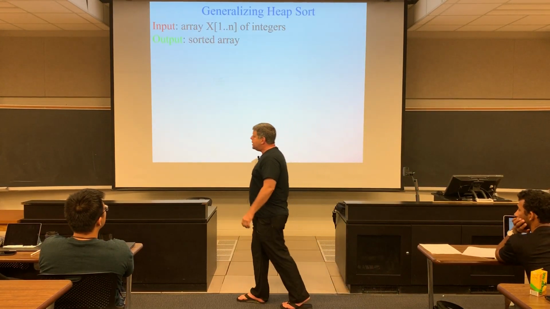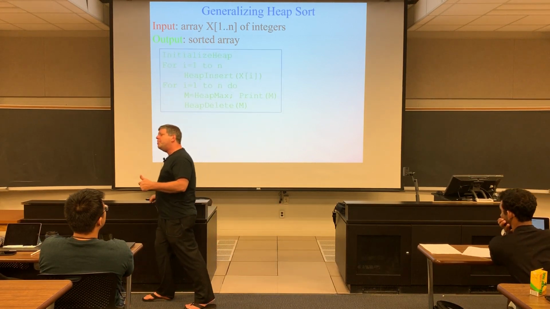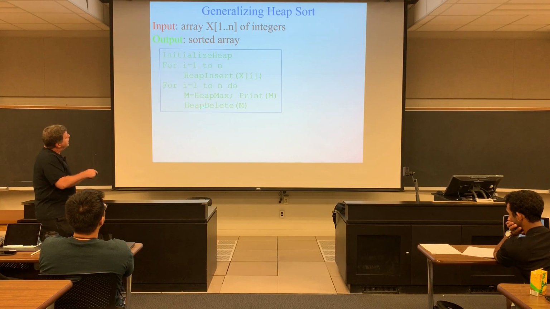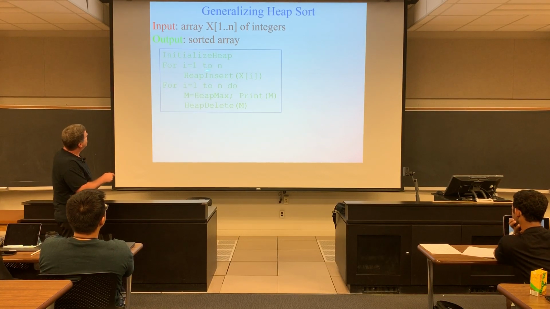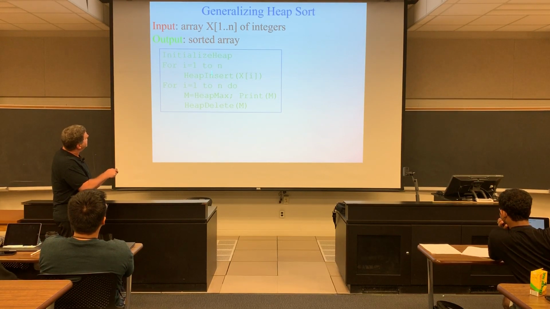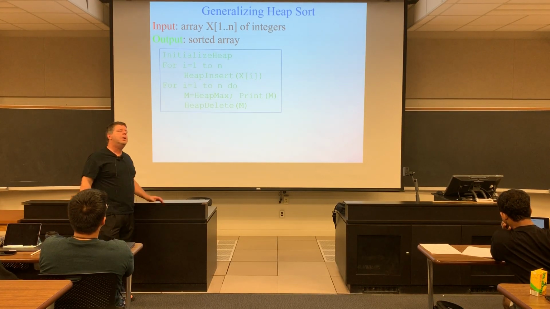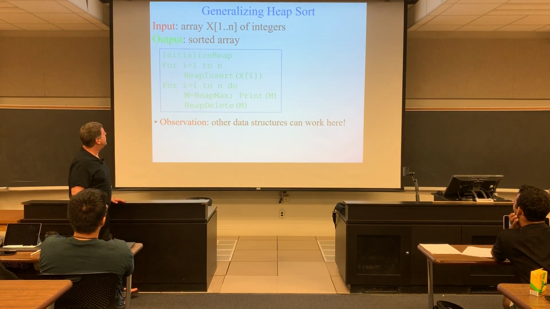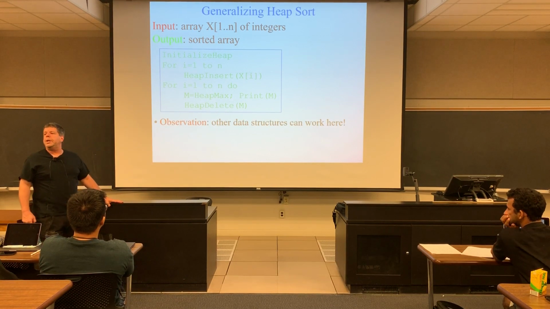Okay, let's generalize heap sort, so you don't think it's just about heaps, and it's not. Basically, here's a heap sort regurgitated. Initialize a heap, then insert n things into it, then delete n things from it, and print them out as you go. And that's the heap sort, right? But it doesn't have to be a heap, right? Other data structures can work here too.